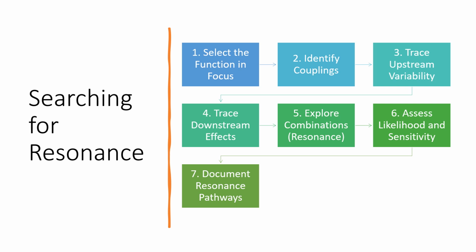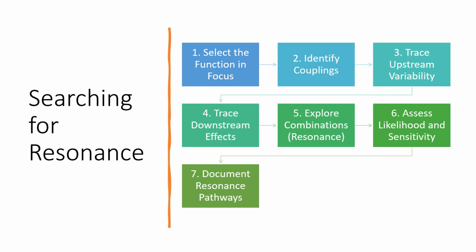Then we're going to undertake some soft risk analysis by assessing the likelihood and what Eric refers to as the sensitivity of this variability. Is the variability occasional, frequent, or rare? Is the coupling tight, direct, or sensitive? Is it loose, or is it buffered through another function? This will help us prioritize which pathways matter the most.